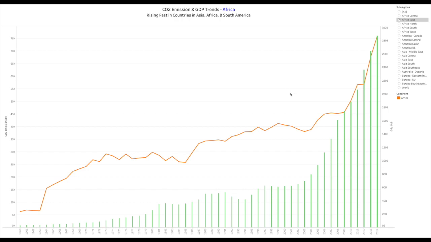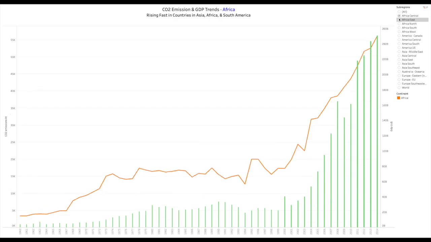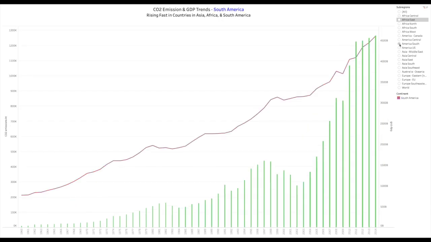This reflects the CO2 emissions relative to GDP growth. So we're in East Africa, and what I can see here is an increase in GDP and a big spike in CO2 emissions. But there are other areas in Africa that are also increasing at a rapid pace. And in South America, we see a similar trend. There are areas, not a lot, but there are a few where actually emissions are decreasing.